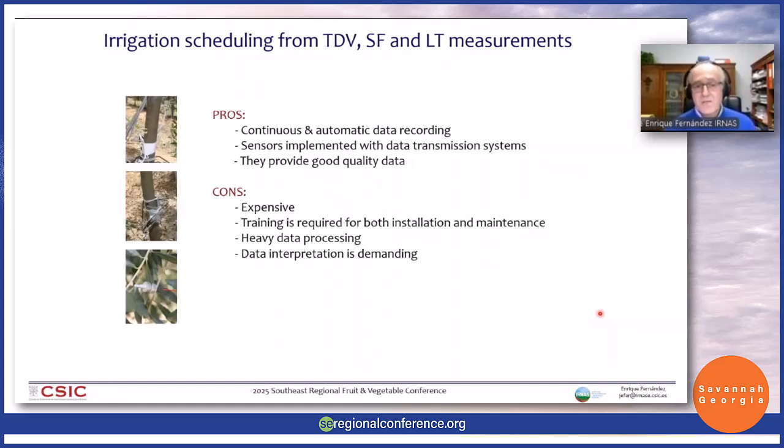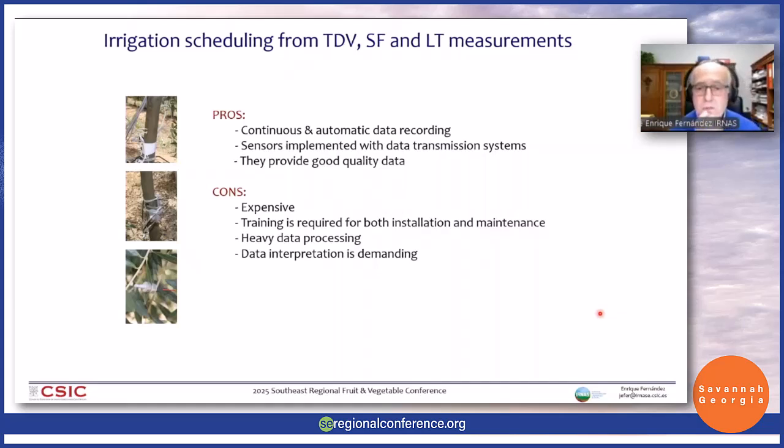So the advantages and disadvantages of these techniques, you have them there. As I say, the advantage is that they can be used for precise irrigation. But this technique has 2 main disadvantages. One of them is that the sensors are not cheap, they are expensive, and also that you have to be trained in order to use them properly, because the data interpretation and data processing and so on is not easy.